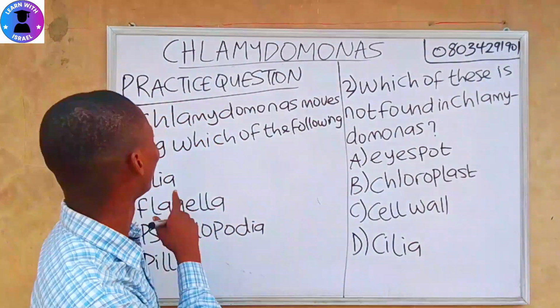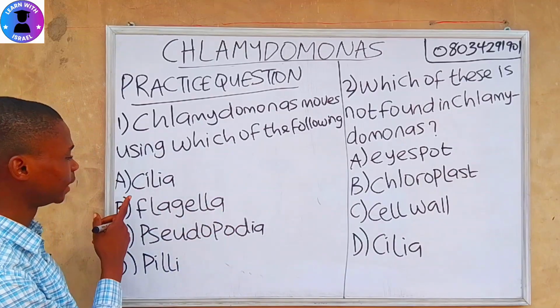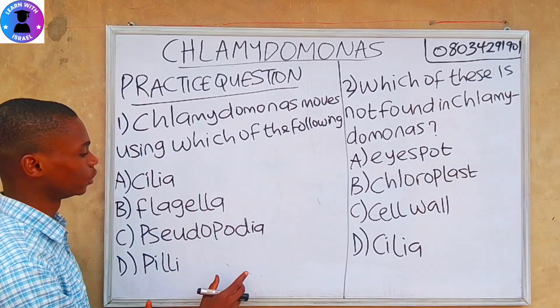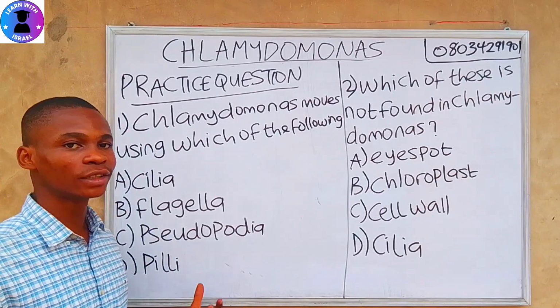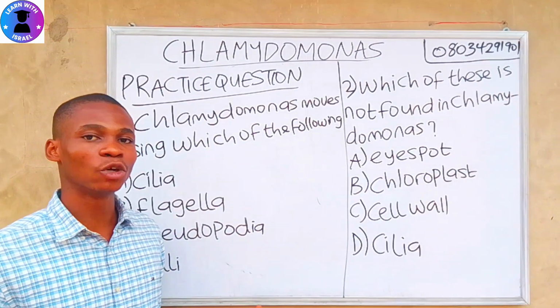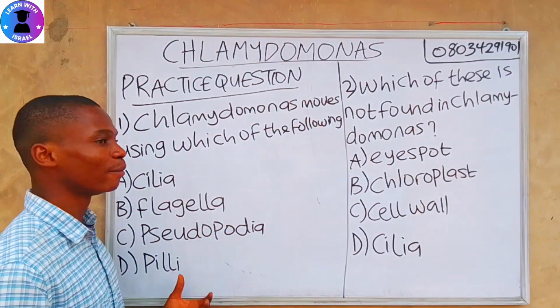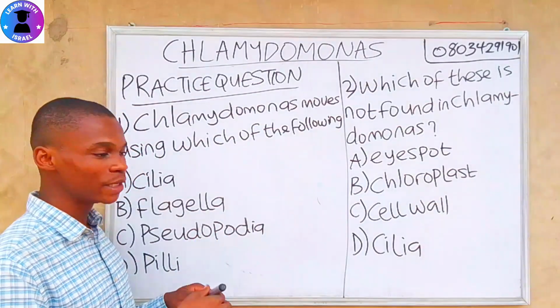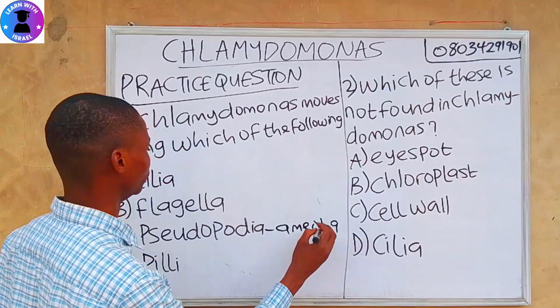Practice question. Question 1. Chlamydomonas moves using which of the following? A. Cilia, B. Flagella, C. Pseudopodia, D. Pili. So let's start from pili. Pili is not used by Chlamydomonas for movement. The next one is pseudopodia. Chlamydomonas does not use pseudopodia for movement. It is amoeba that uses pseudopodia for movement.